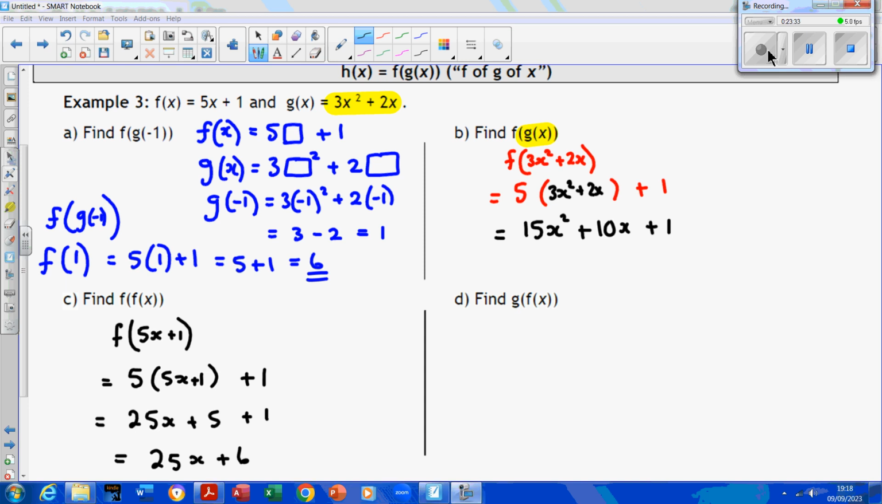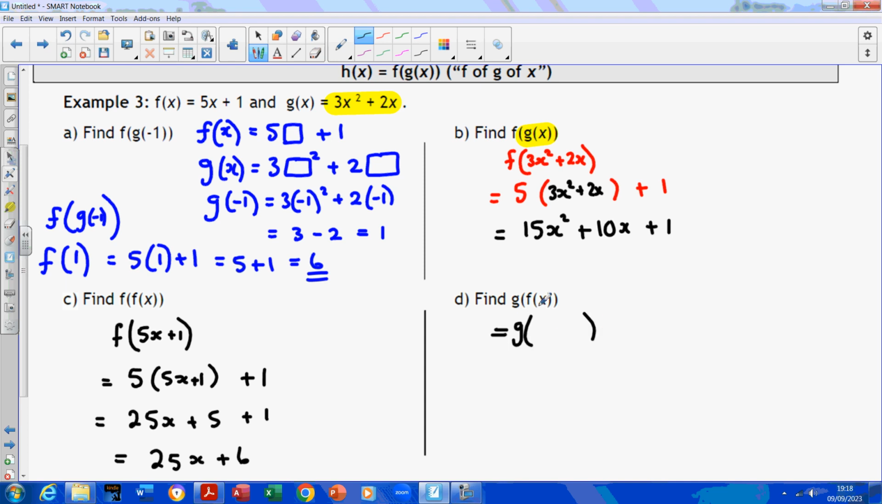Okay, last one here is g of fx. So again, same rules apply all the way through. Write down function g. In the bracket, we put in the formula for fx. So fx is 5x plus 1, so 5x plus 1 goes in there.